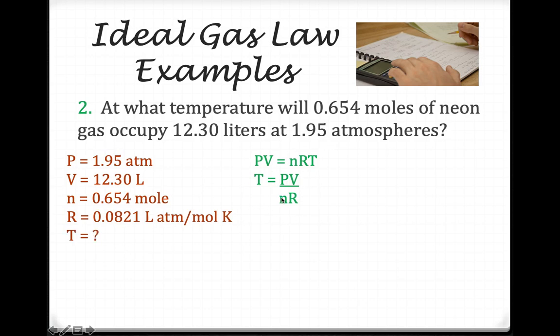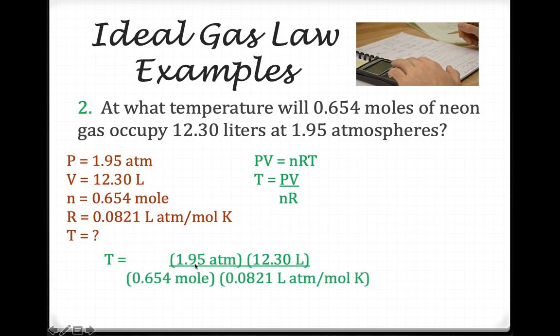Plug your variables in, make sure the units cancel. So 1.95 atm pressure, 12.30 volume, 0.654 mole, that's n, and then R is on the bottom. So atmosphere is on the top here and on the bottom there. Liters is on the top here and on the bottom here. Moles is on the top here and divided by moles over here, and I'm left with K. That is a unit of temperature, so I'm ready to solve.